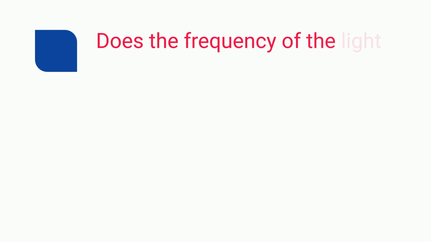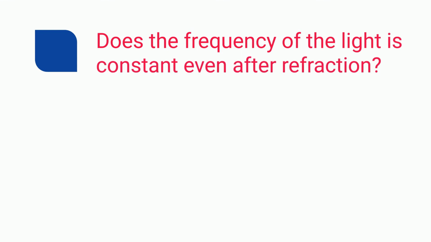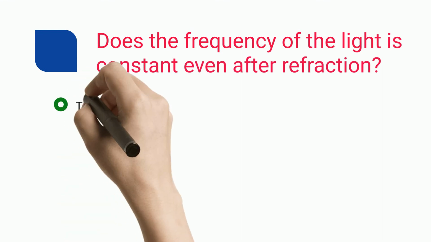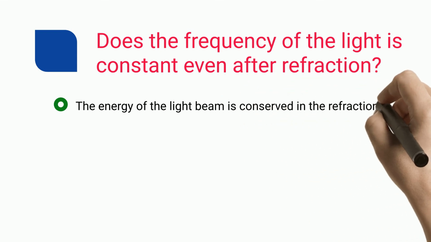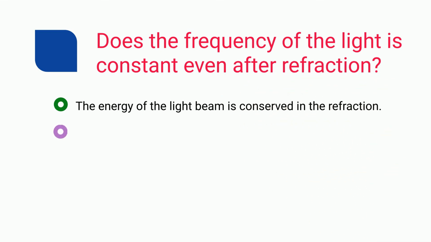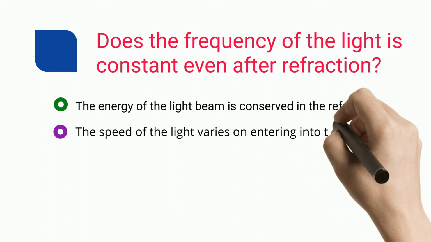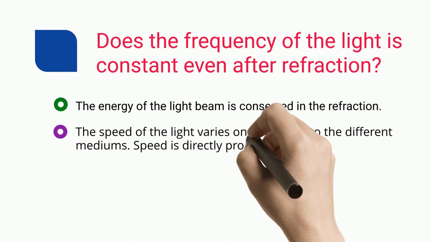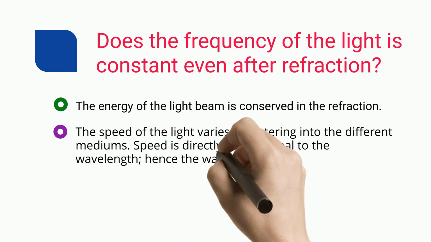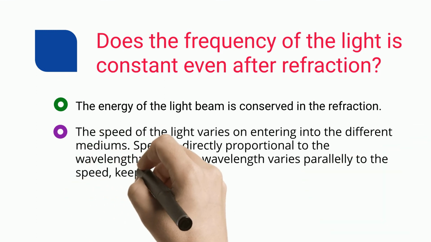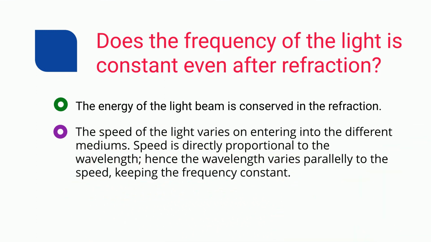Is the frequency of the light constant even after refraction? The energy of the light beam is conserved in the refraction. The speed of the light varies on entering into different mediums. Speed is directly proportional to the wavelength. Hence the wavelength varies parallel to the speed, keeping the frequency constant.